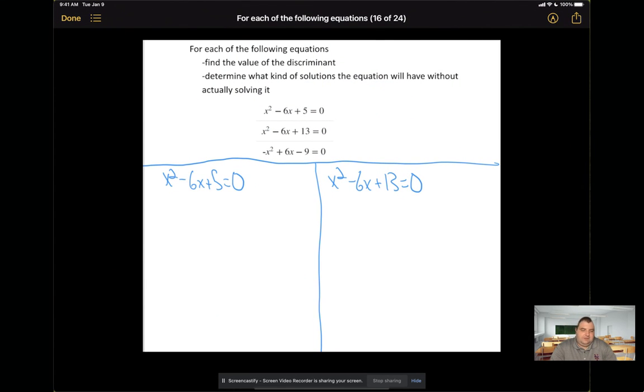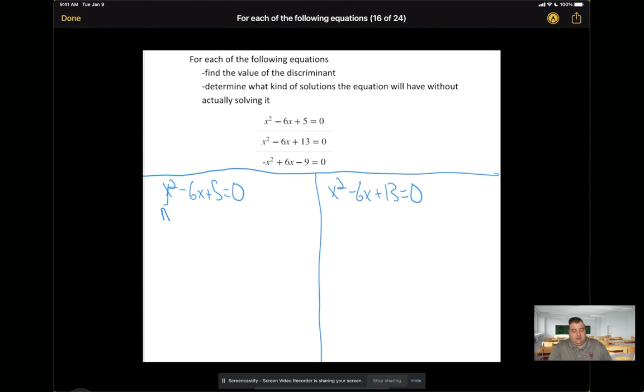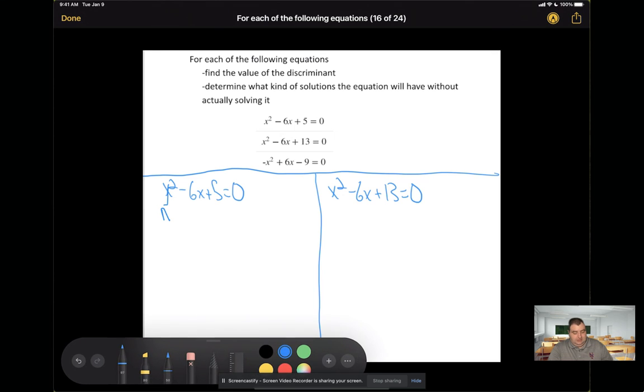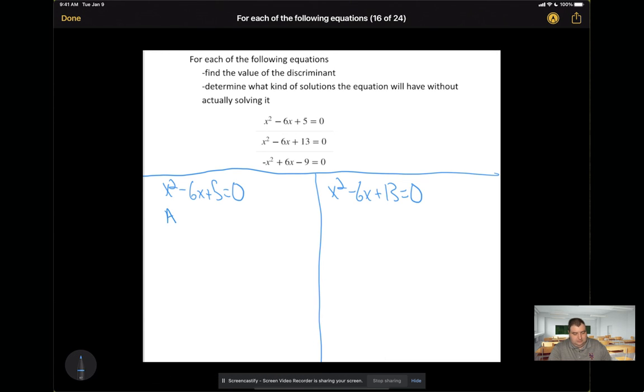For each of the following equations, find the value of the discriminant and determine what kind of solutions the equation will have without actually solving it. So for the first one, x squared minus 6x plus 5, let's first go ahead and identify my a value, my b value, and my c value.